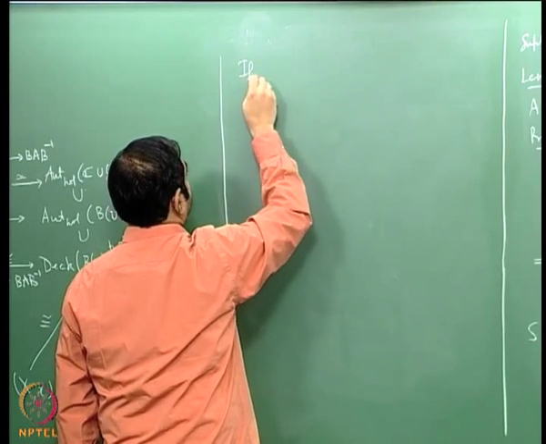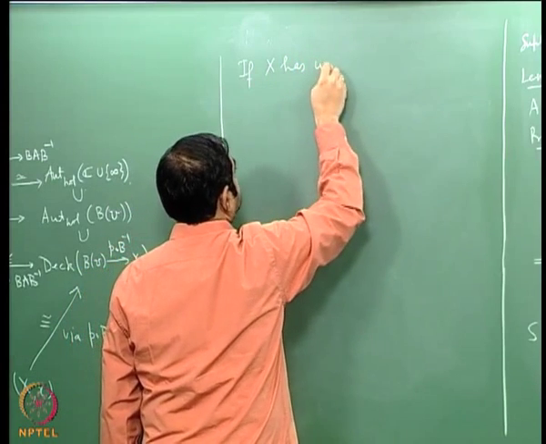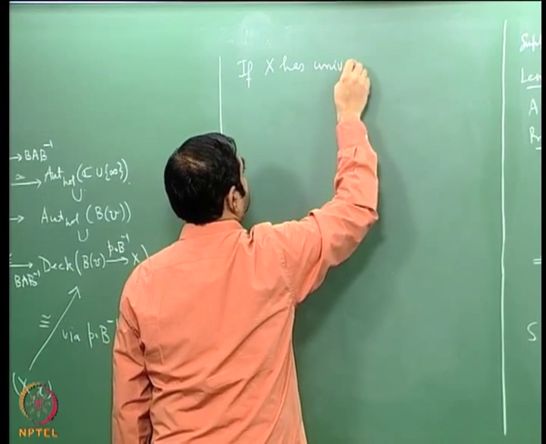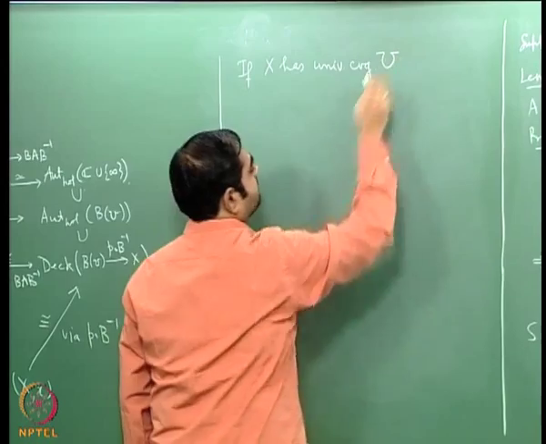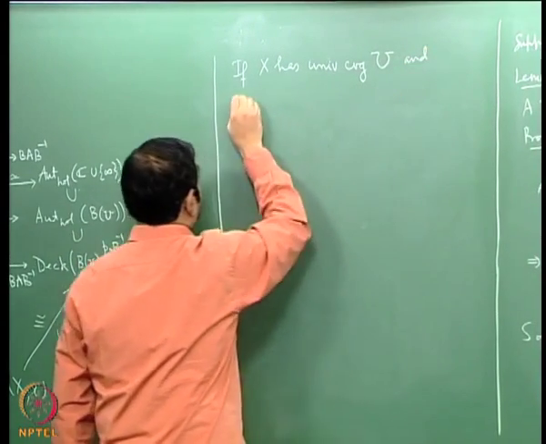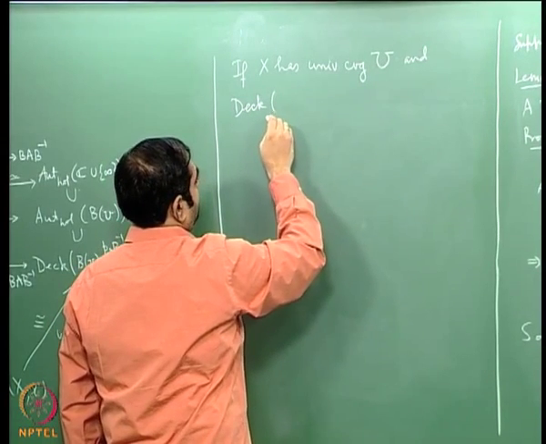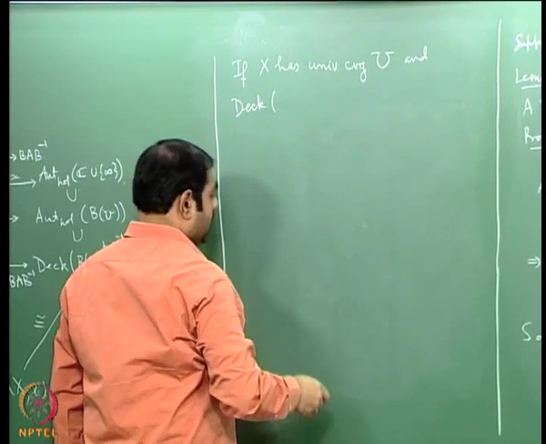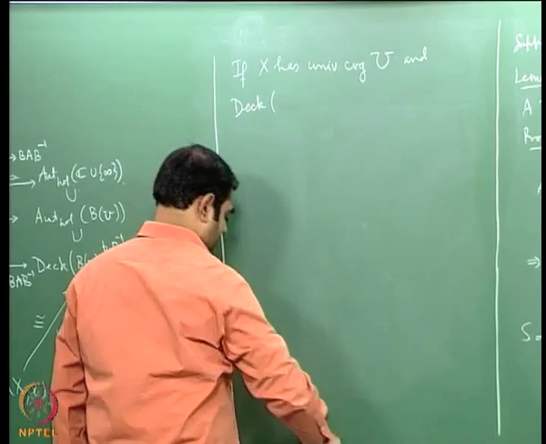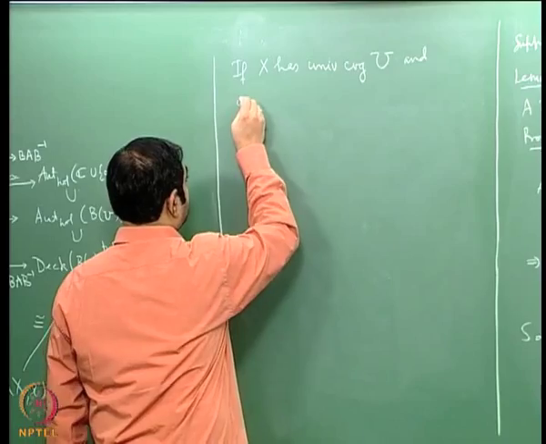If X has universal covering U, and the deck transformation group... So I should say, and Abelian fundamental group.